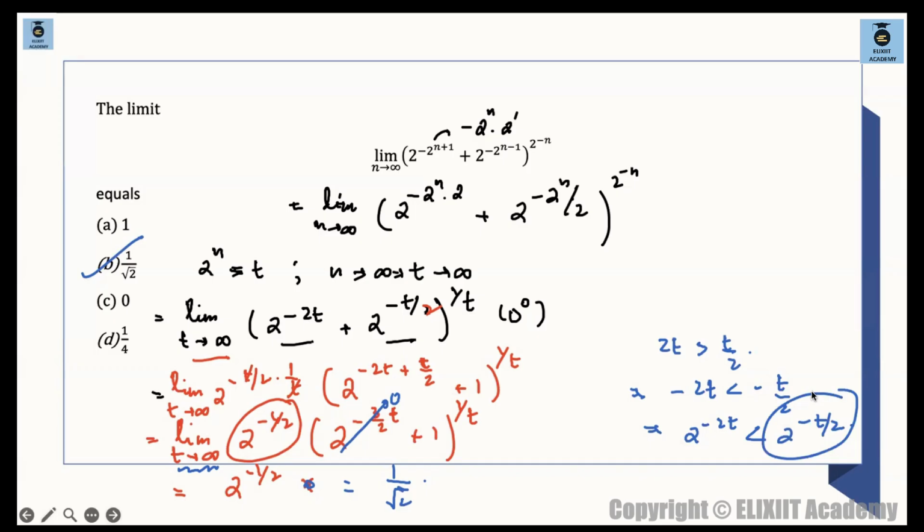So as t tends to infinity, 2 to the power of minus t by 2 is a bigger quantity as compared to 2 raised to the power of minus 2t. ठीक है? So I'm taking out the bigger quantity. In fact, that's what we do in limit questions: we take out the bigger quantity common, or whichever quantity is tending to infinity, we divide it and then we solve. This will be easier for us.